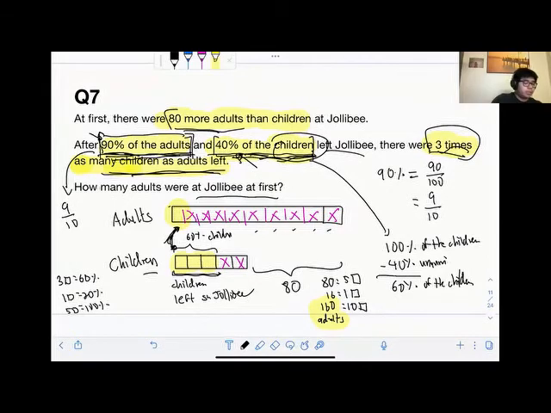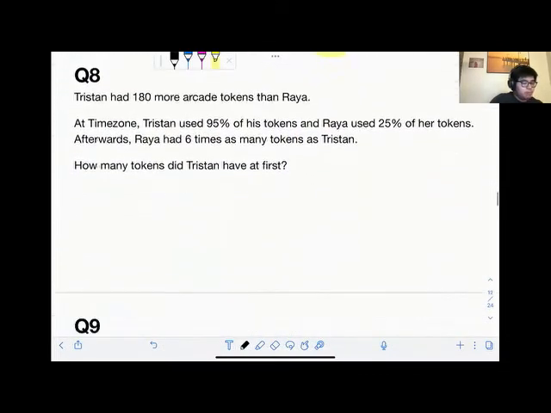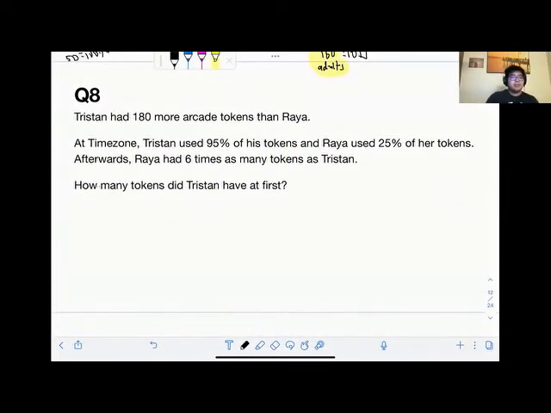Let's try another question na actually very similar siya. So practice lang po talaga. Yung umiba lang po yung numbers, no? So let's try this. Question 8. Tristan had 180 more arcade tokens than Raya. At time zone, Tristan used 95% of his tokens and Raya used 25% of her tokens. Afterwards, Raya had 6 times as many tokens as Tristan left. How many tokens did Tristan have at first?